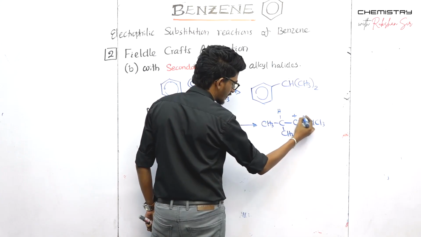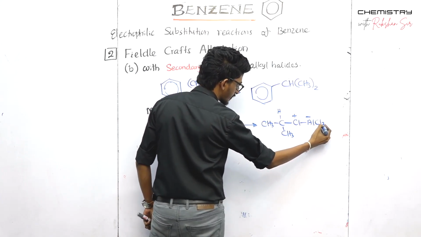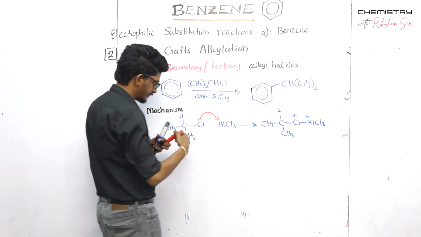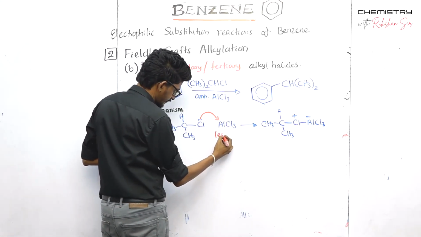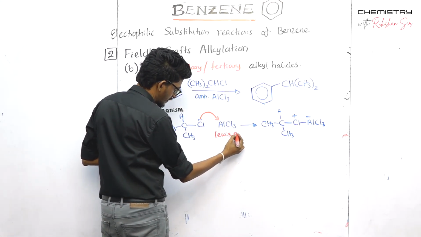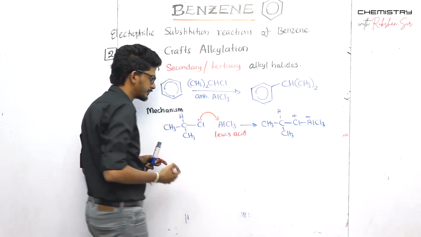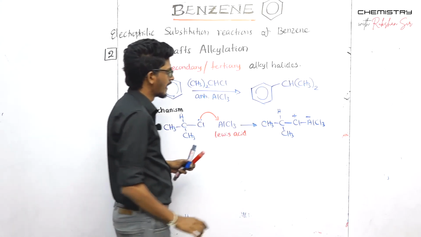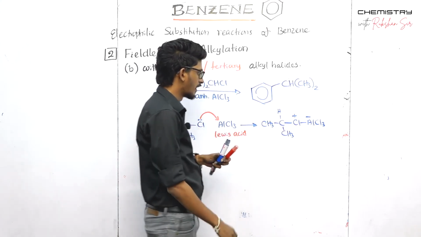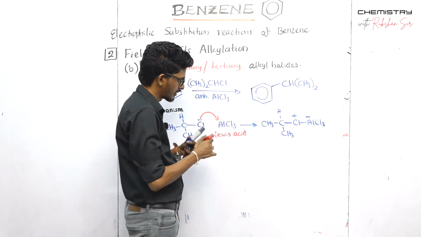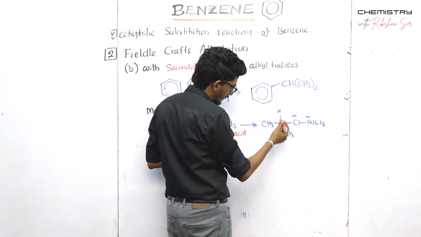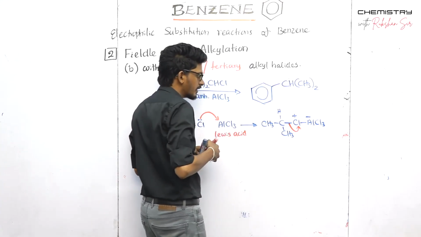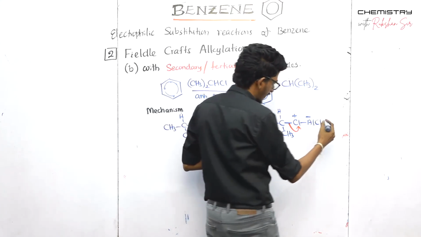Some positive charge appears here and a negative charge here due to the bond formation, right? So this is referred to as a Lewis acid, which accepts the lone pair, right? Okay. So after producing this, at the same step, this also leaves.